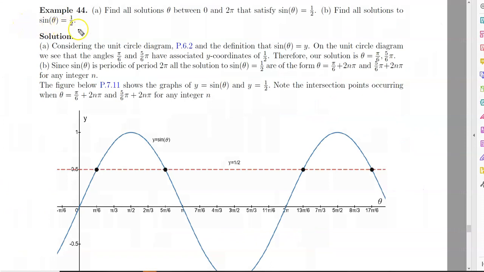Now let's take a look at this example. For this problem, we want to find all the solutions theta that are between 0 and 2 pi that satisfy the sine of theta equals 1/2. And then we want to find all the possible solutions to sine theta equaling 1/2. So to start this problem, what we can do is go back to our unit circle diagram. So let's take a look back at that.